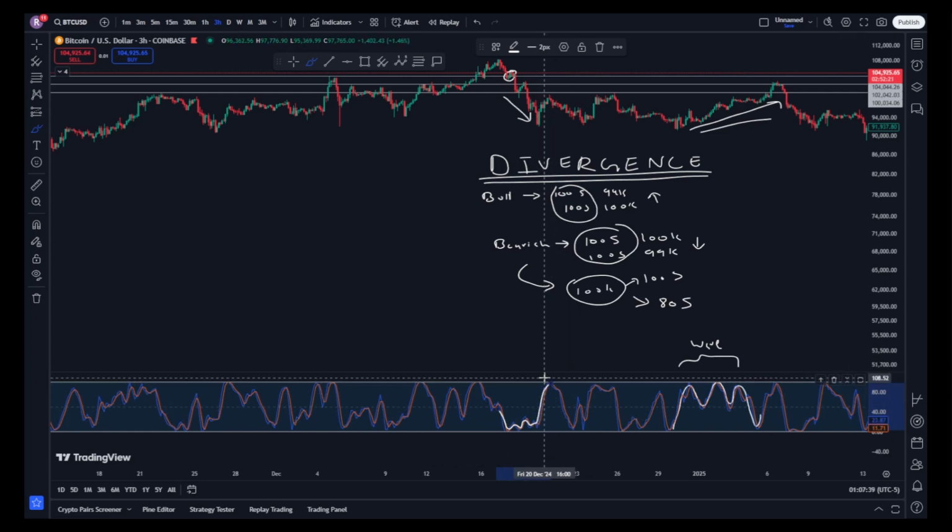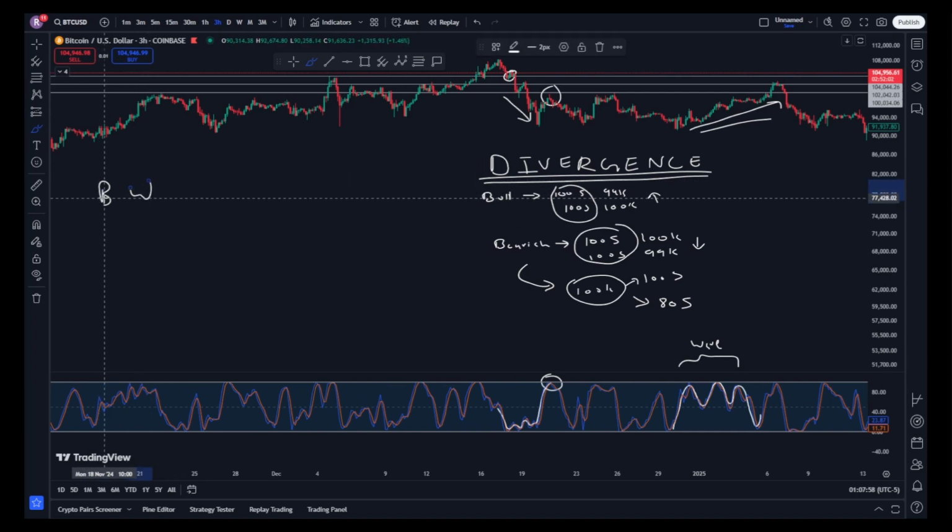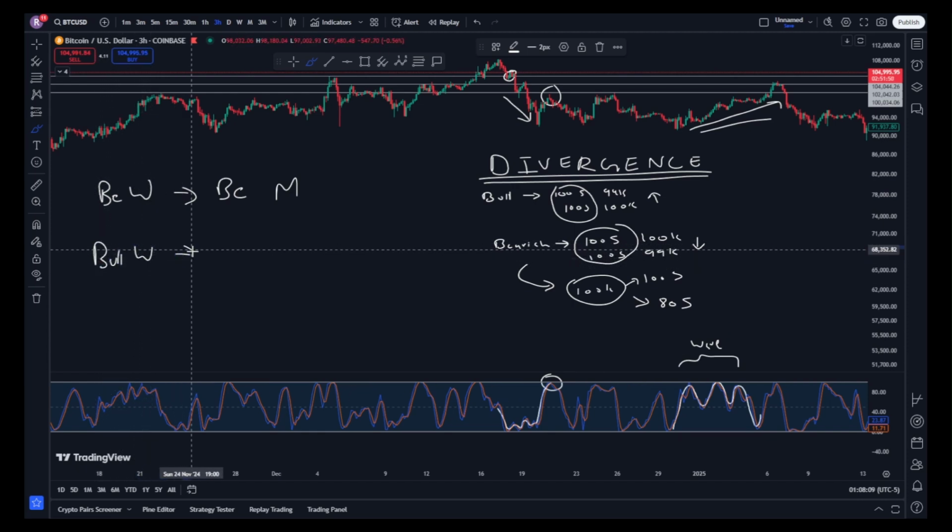But then look what happened. When we went to the top, price barely moved. So that's another thing about waves. They indicate to you the upcoming trend. So if you see a bearish wave, you can expect bearish momentum. And if you see a bullish wave, you can expect bullish momentum.